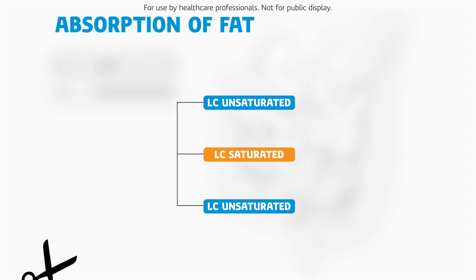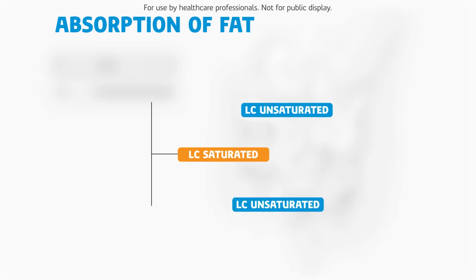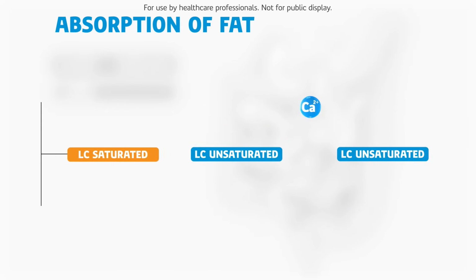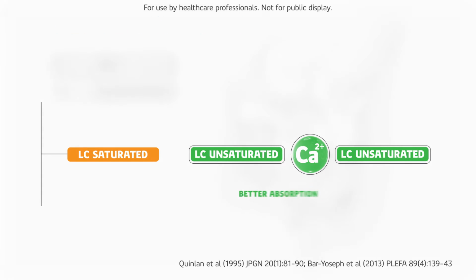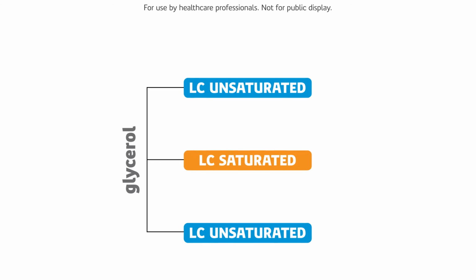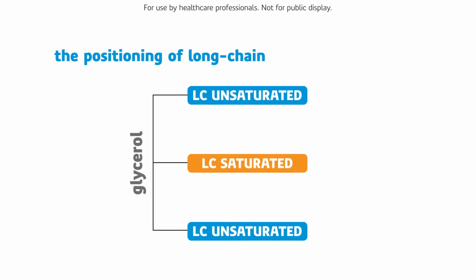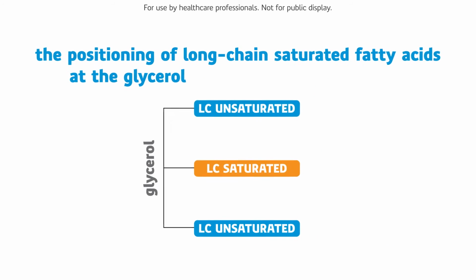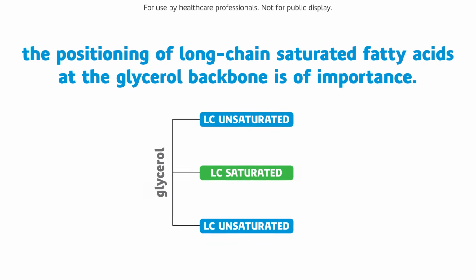When long-chain saturated fatty acids are at the SN2 position and stay attached to the glycerol backbone, they are not able to bind to calcium. This results in better absorption of the fat and calcium and fewer problems. Therefore, the positioning of long-chain saturated fatty acids at the glycerol backbone is of importance.